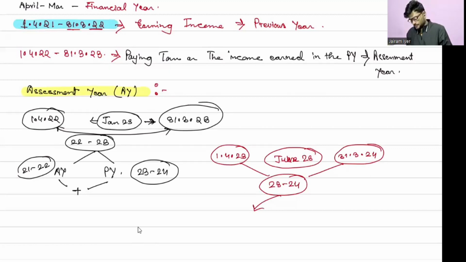22, 23. Correct. And this is what will be there in your exam. This is what is important for you. You are studying for the assessment year 23 and 24, and your calculations will be based on the previous year 22 and 23.